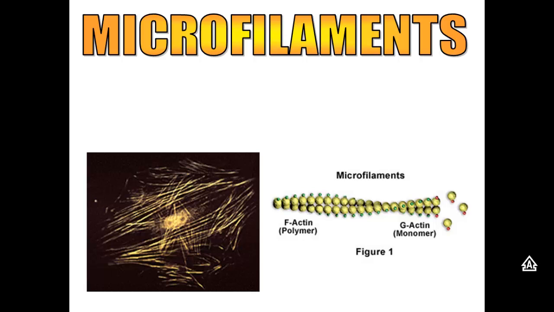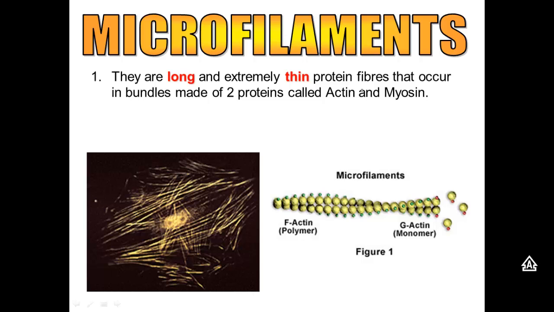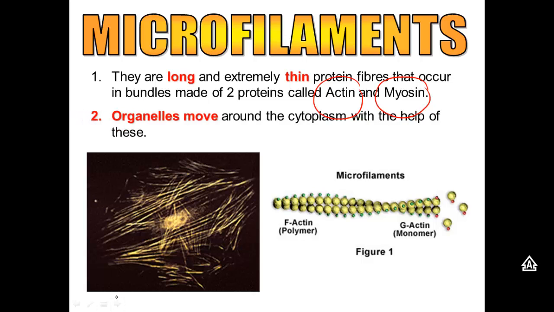Microfilaments are also part of the cytoskeleton. They're a lot smaller. They're not made of tubulin, they're made of a different type of protein. And there's two types of proteins. They're called actin and myosin. And these are the really cool parts of the cell that help organelles move around the cytoplasm.